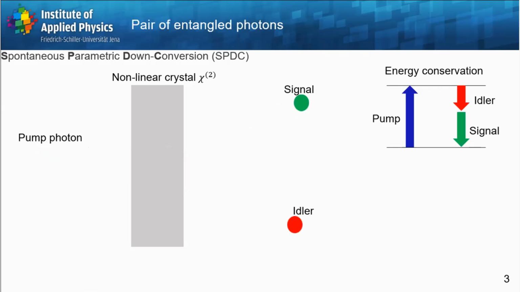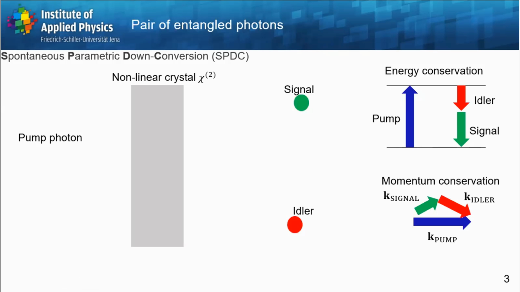I didn't put the color just to make it pretty, but actually it looks like this because the photons that are created conserve energy. For example, the pump has this energy here, and it's going to split the energy into idler and signal. And also in the animation that I showed you before, you can see that there is momentum conservation. That means that if the pump photon is going to the right, then the signal and idler will also conserve momentum.